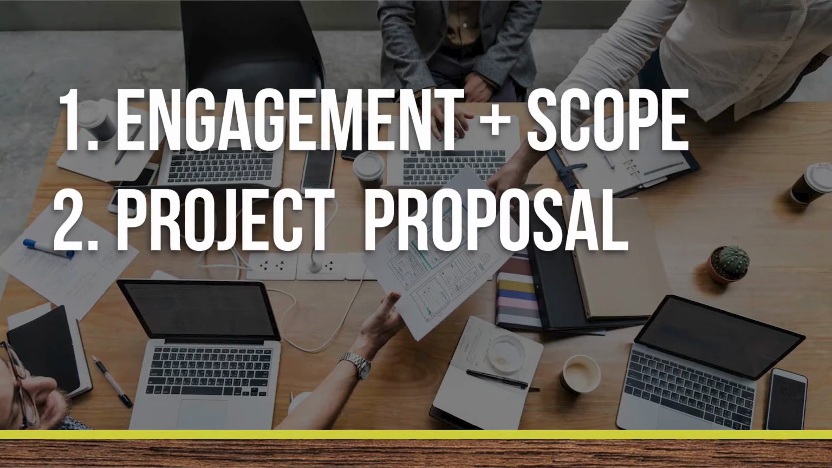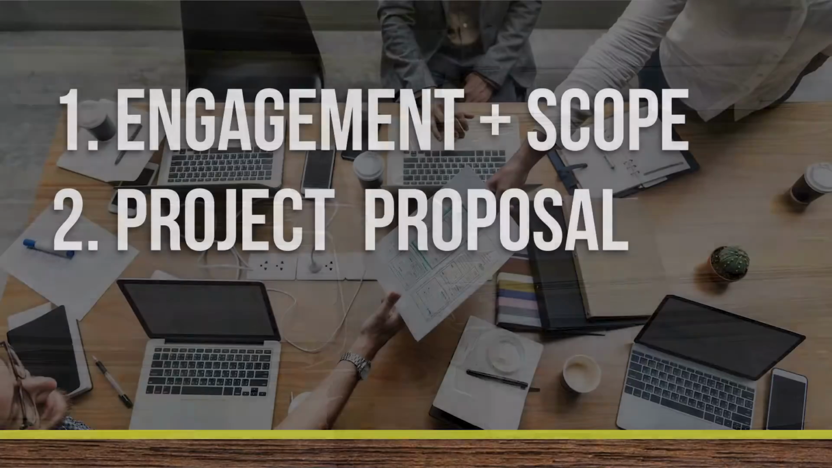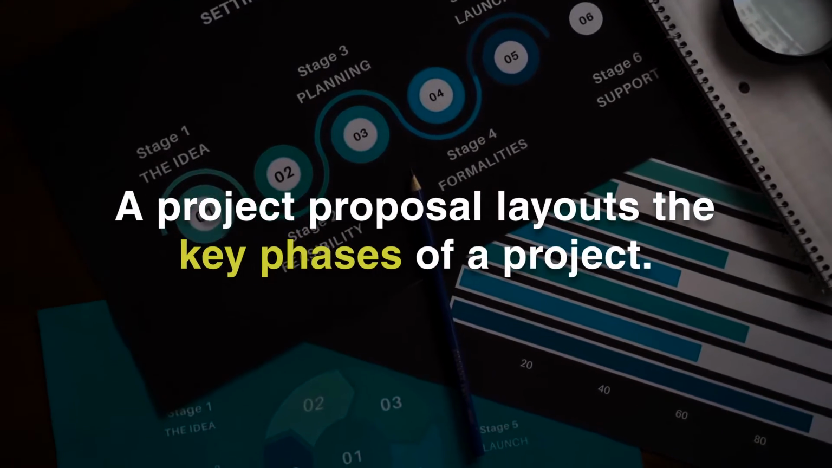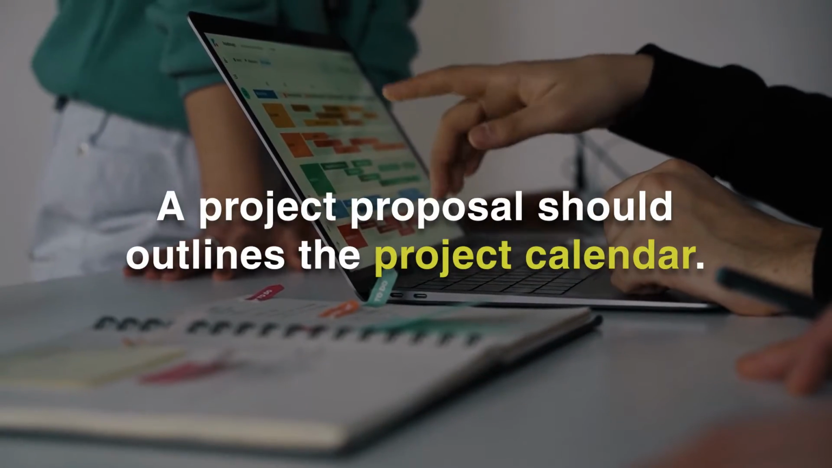Now, step 2 is the project proposal. The proposal is usually a multi-page document that contains a number of things. It contains an intro letter where the agency describes itself and introduces itself and answers the question, why should you choose us, essentially. It also lays out the key phases of the project, the objective of each phase, what the activities are in each phase, and what the deliverables are. It's also going to outline the project calendar.